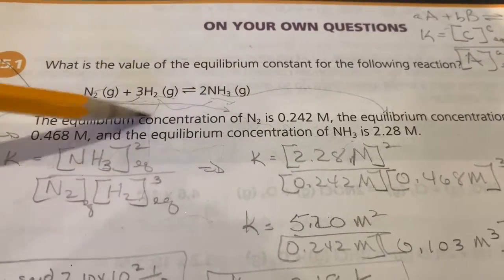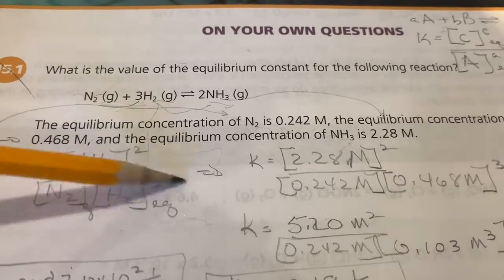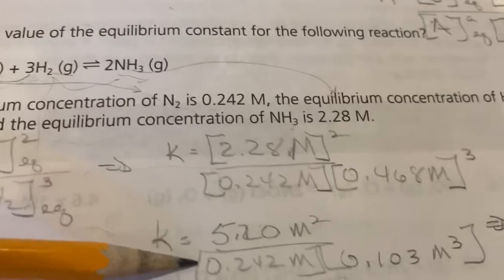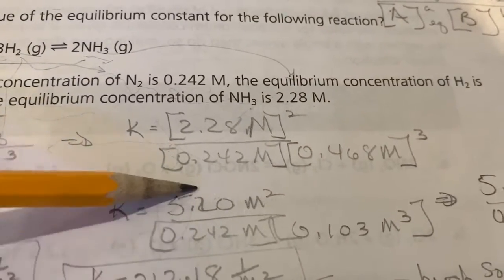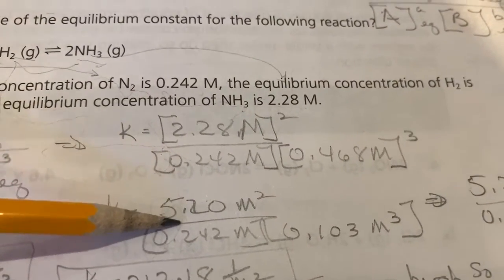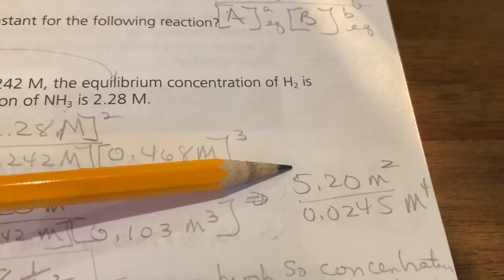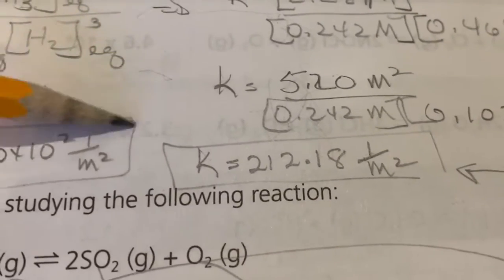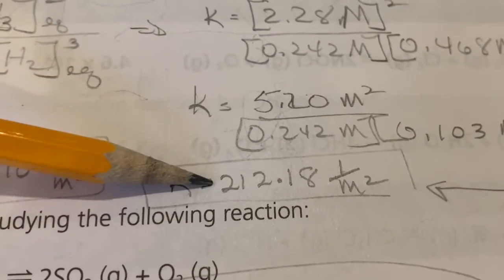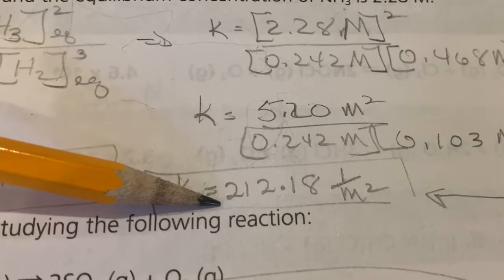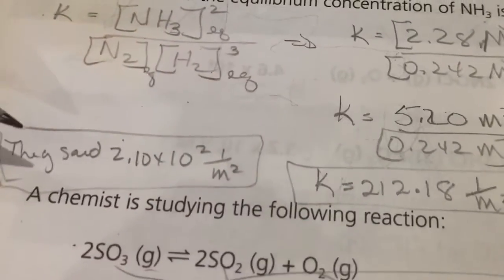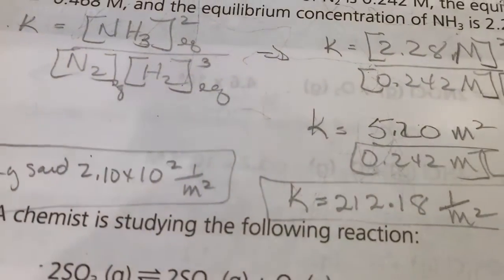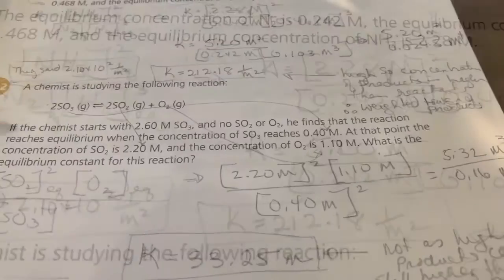I put arrows to show where all the numbers went. So here's where they are put in all together in the proper order. I went ahead and multiplied it out because I was trying to show my steps. This is the final step. When I multiply it completely out, I get 212.18, 1 over molarity squared. And they said 2.10 times 10 to the 2, 1 over molarity squared.